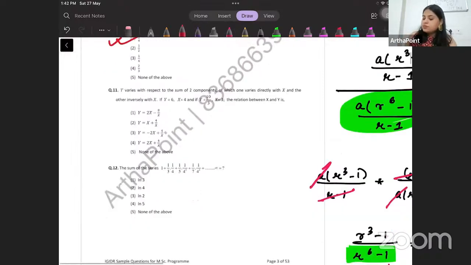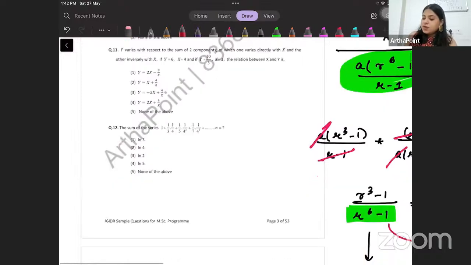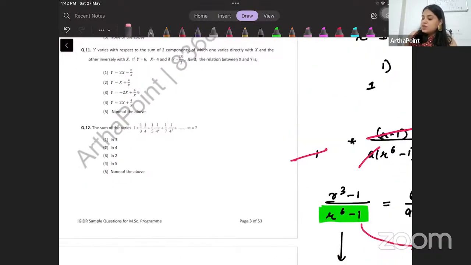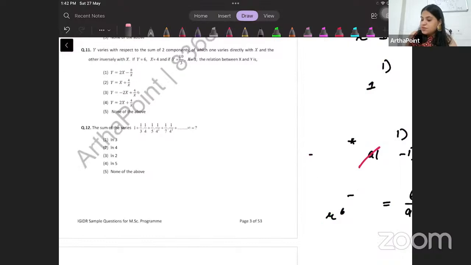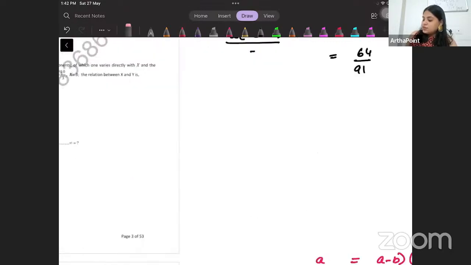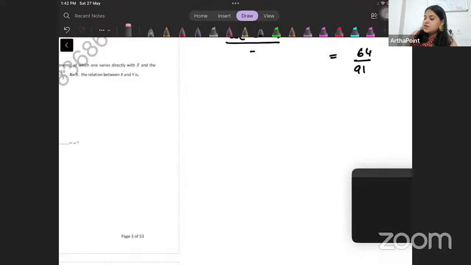Okay. Come to the next one, beta. Y varies with respect to x, with respect to the sum of 2 components of which one varies directly with x and the other inversely with x. Let me just create some space.